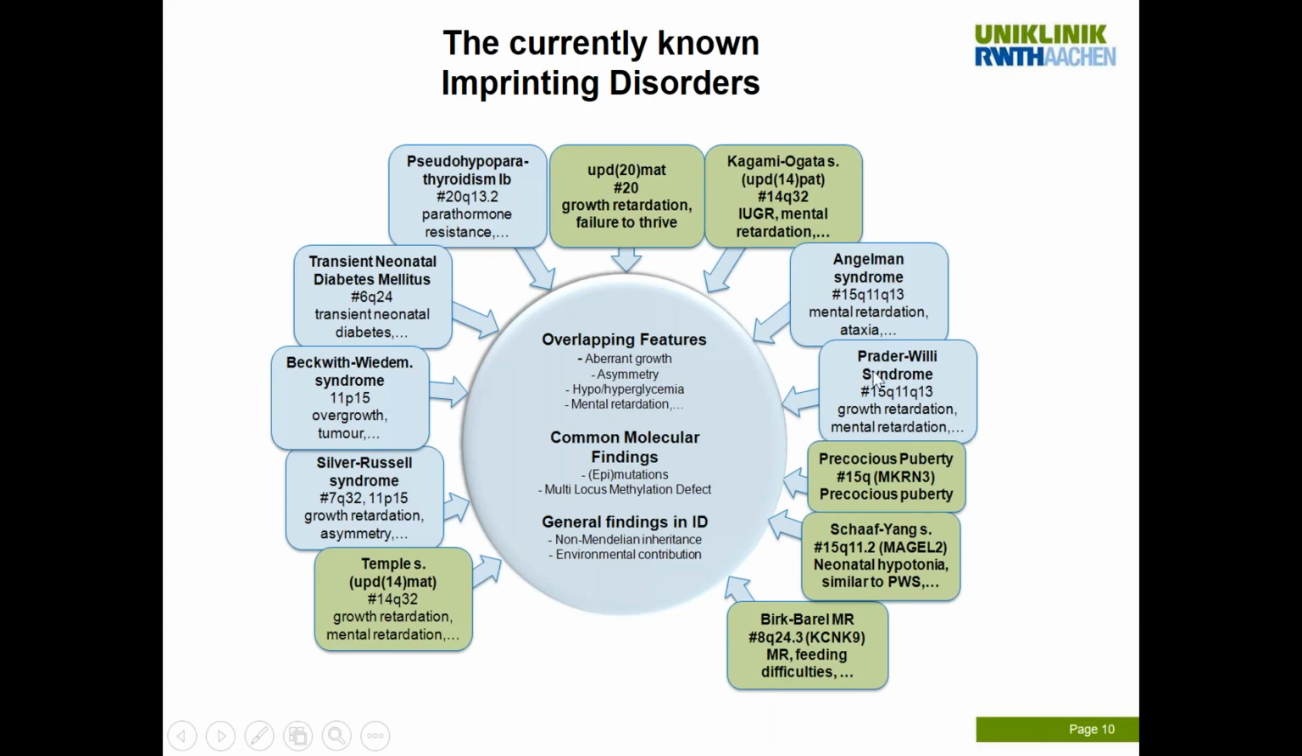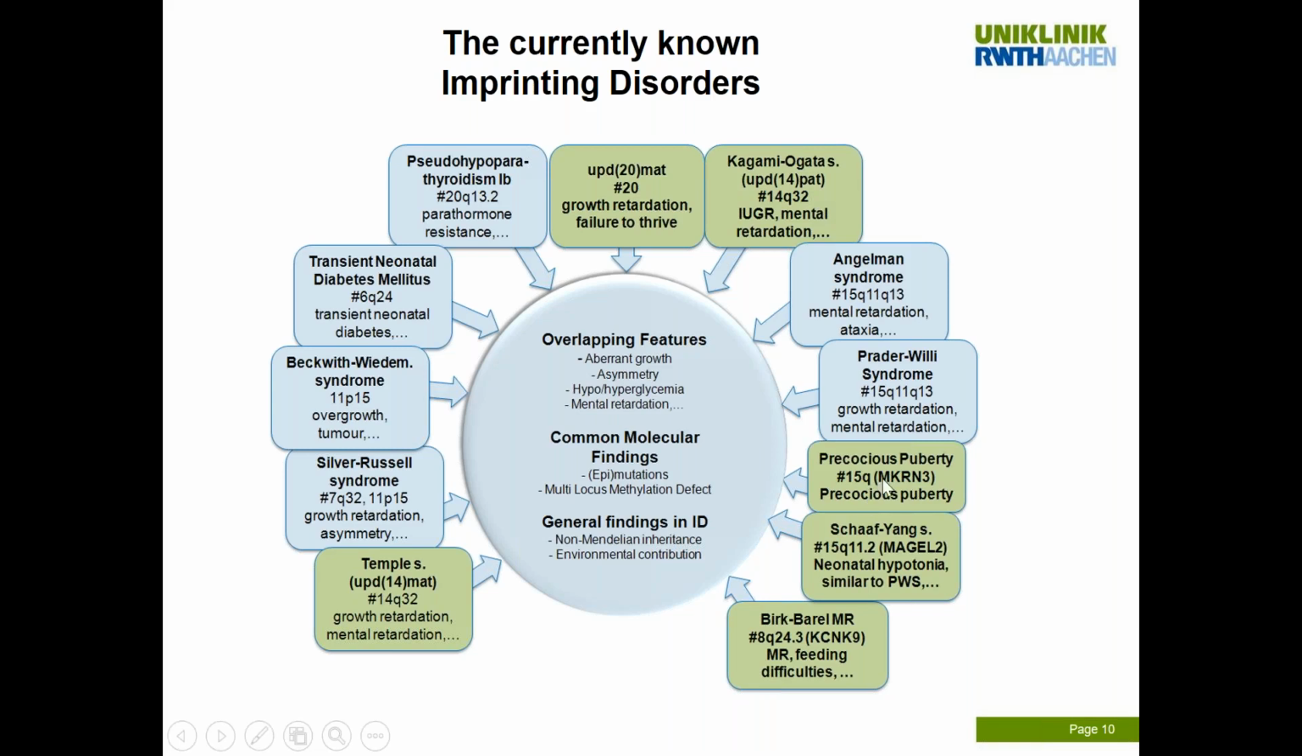I think Angelman syndrome and Prader-Willi syndrome are well-known imprinting disorders, also called microdeletion syndromes, because many of these patients show a microdeletion in 15q. But there are also some other well-known imprinting disorders like Beckwith-Wiedemann syndrome and Silver-Russell syndrome. Then we have the newer imprinting disorders like Temple syndrome and Kagami-Ogata syndrome. I mentioned that syndrome before.